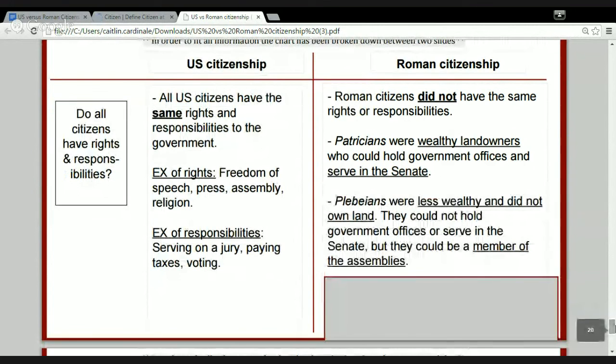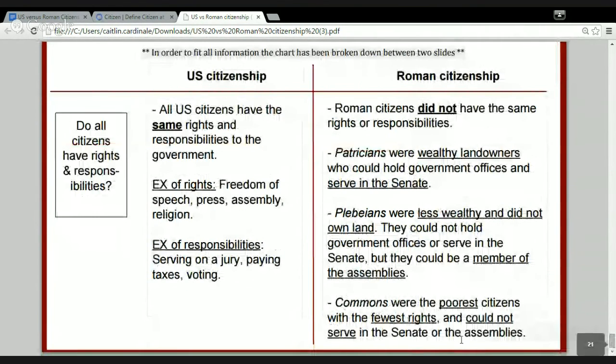Then we have the plebeians, less wealthy than the patricians. They don't own land. Typically, they're merchants, traders, they have a business. They were not allowed to hold government office or serve in the Senate, but they could become members of the assemblies. So they had a little bit of freedom, not as much as the patricians. The last group we have here are the commons. And again, these are our poorest citizens. They had the fewest rights. They could not serve in the Senate or the assemblies.